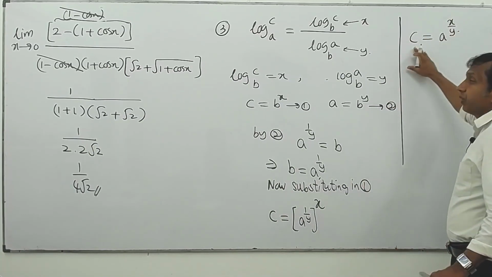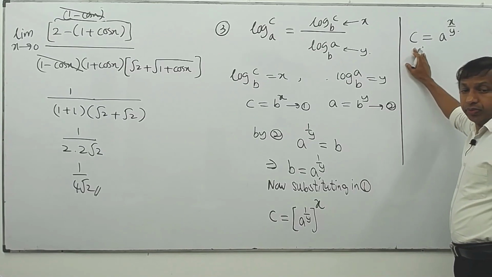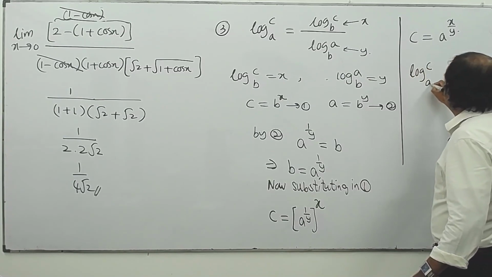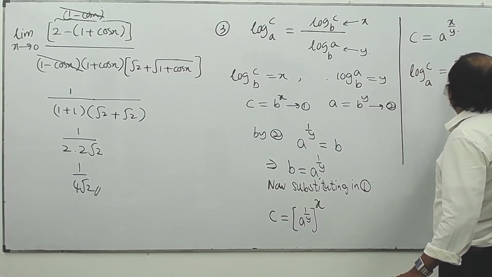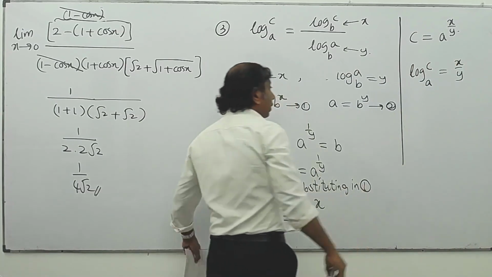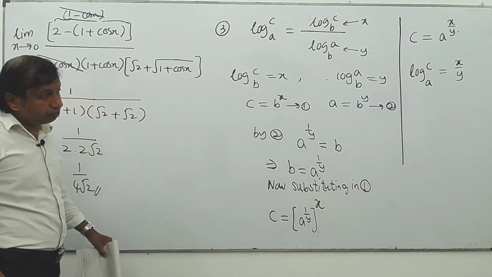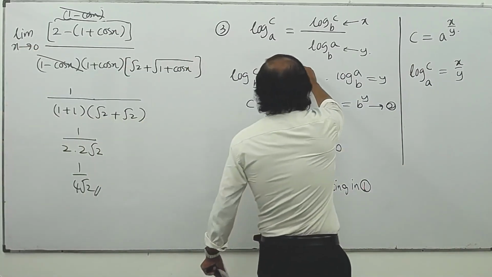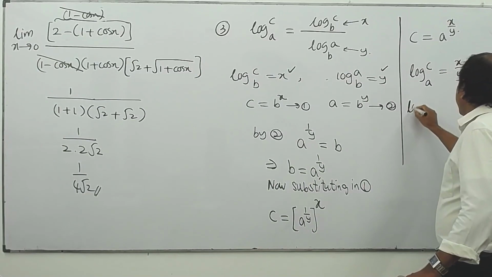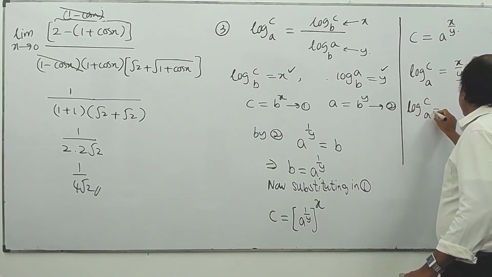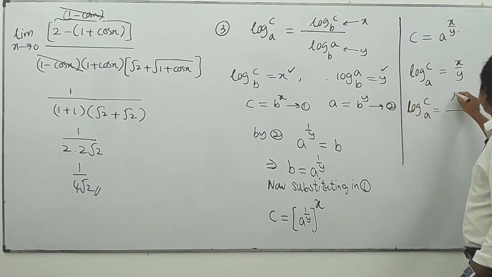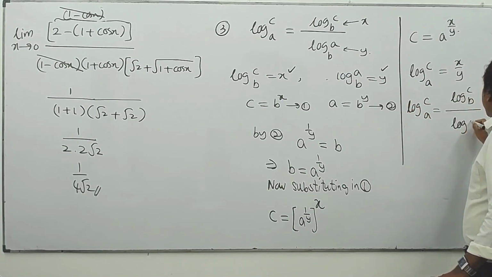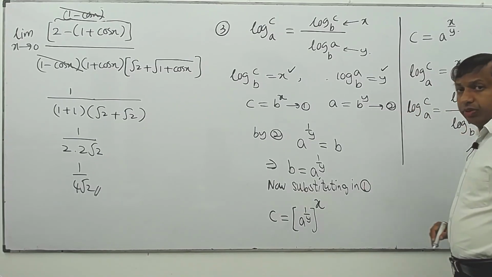Now you can convert this to logarithmic form. How? Log c base a equals x upon y. Right, no? Now substitute for x and y. X is this, y is this. Log c to the base a equals log c to the base b upon log a to the base b. Right, this way, yeah, we can put it.